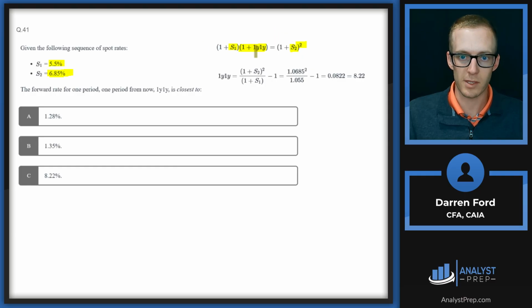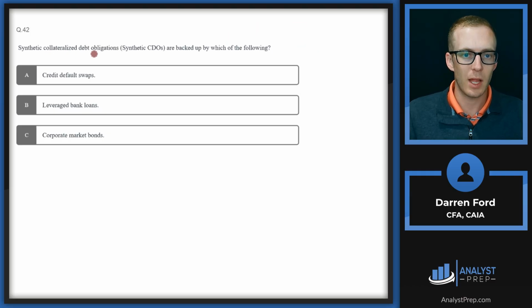So what ends up happening is this moves over here, which you can see in this term when we do our algebra. We plug in those numbers, subtract out 1, and we get a 1 year forward rate of 8.22%. Answer C.